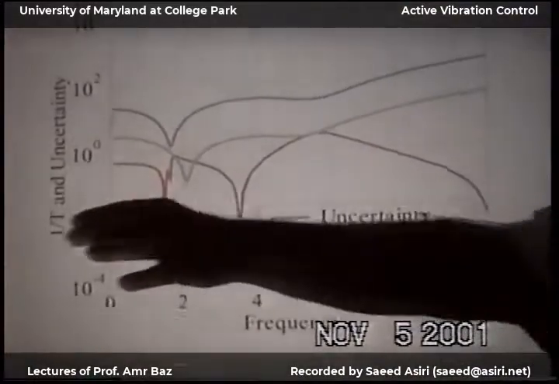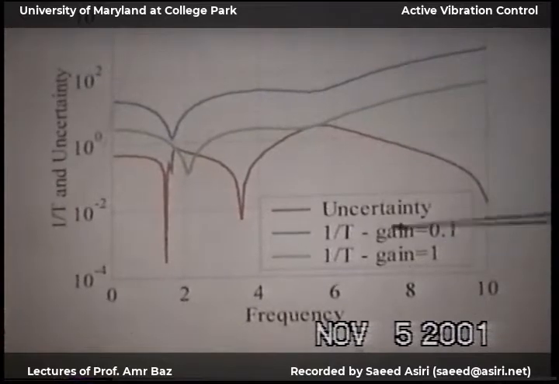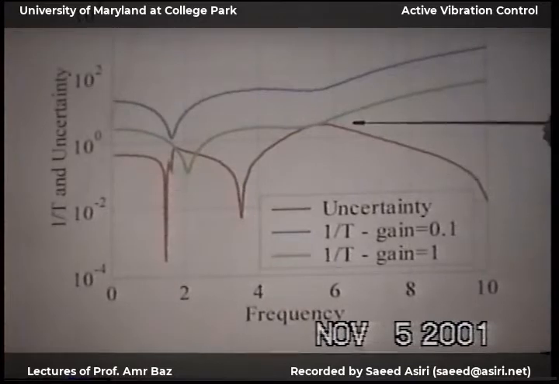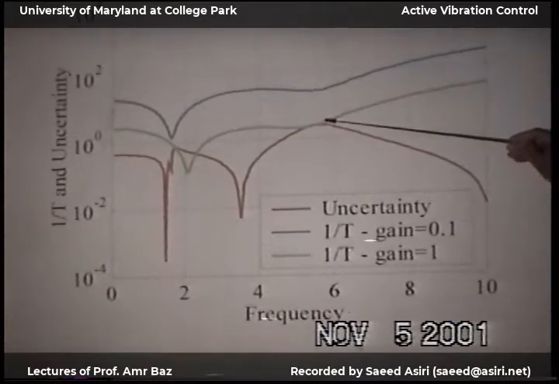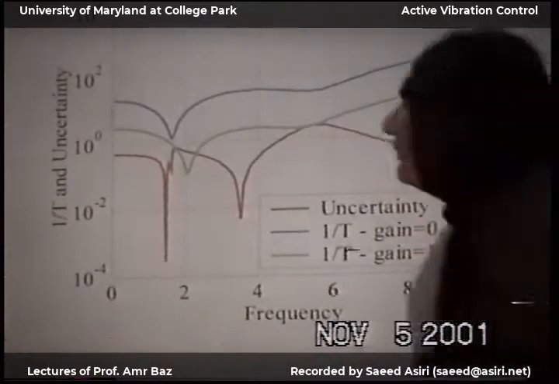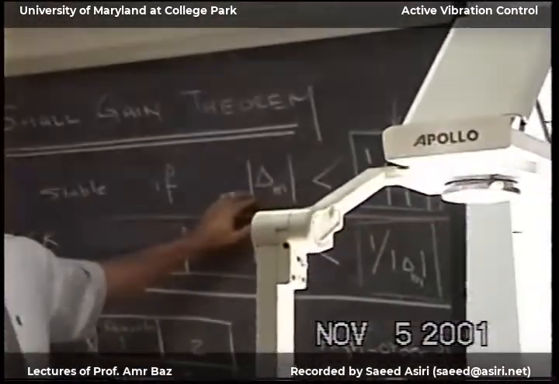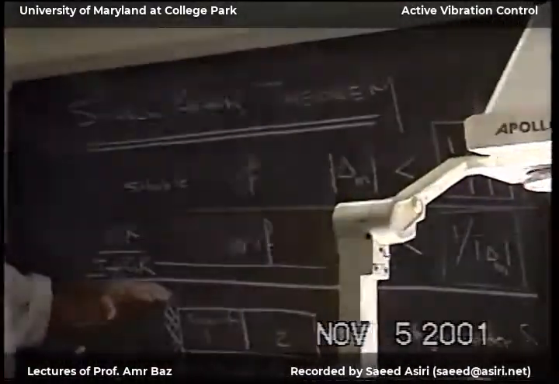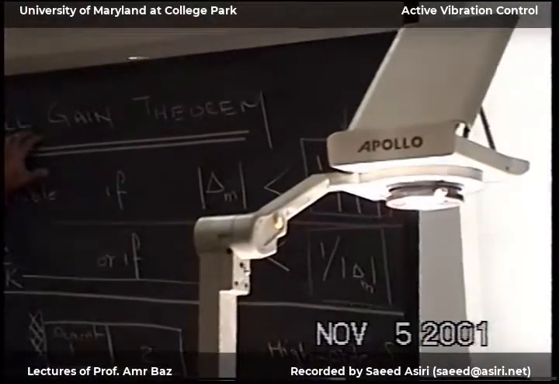This is the uncertainty. And then the blue is the low gain, which is the 0.1. They're just barely touching. Now if I increase the gain to 1, the 1 over T is no longer greater than the uncertainty. So this inequality is violated. So now this is an unstable system. For higher gain, we become unstable, so we have to have small gain to have system stability.